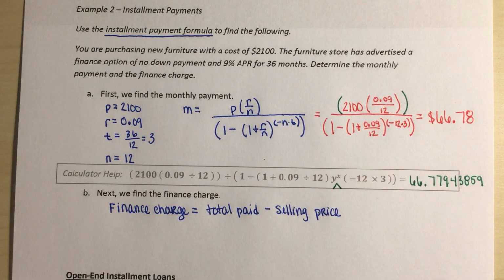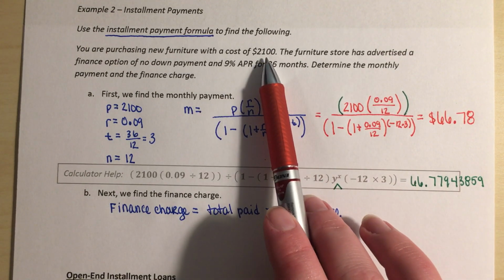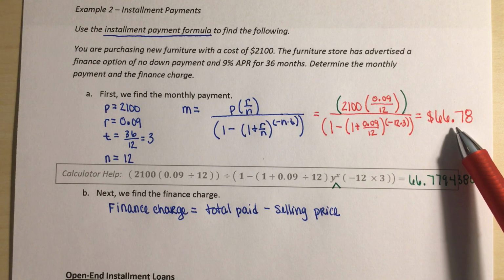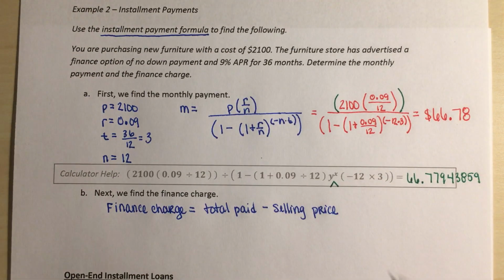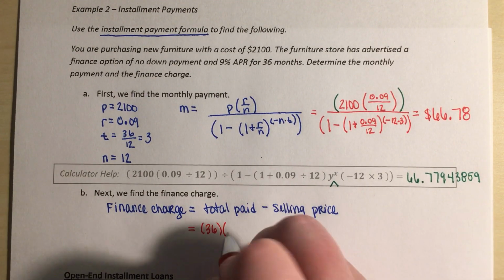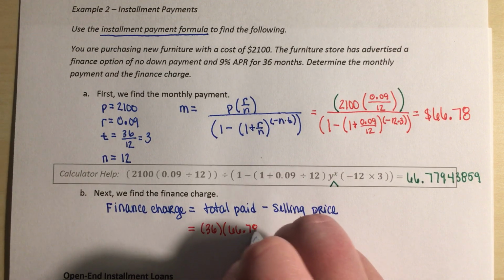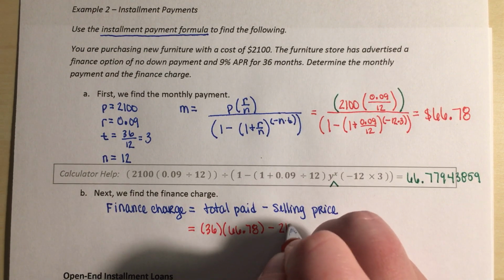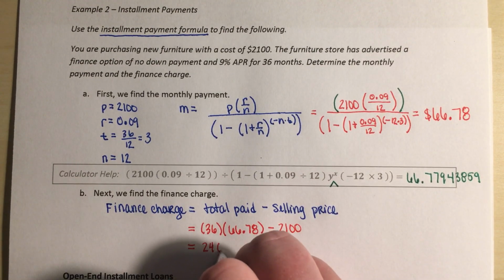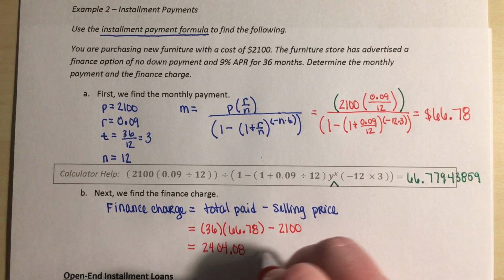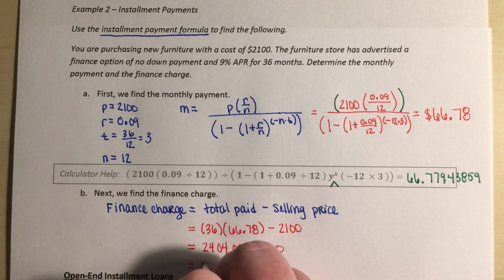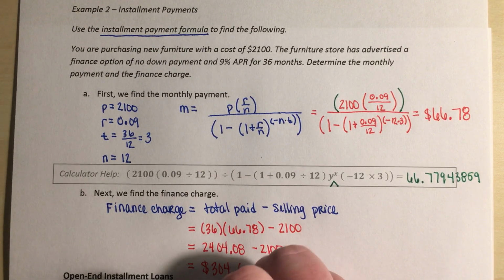All right, so the selling price is easy. The original price was $2,100. To find our total paid, we're going to use our monthly payment and how many payments we made, 36 months. So we are going to take 36 times 66.78, and then we're going to subtract our selling price of $2,100. We multiply 2404.08 minus 2,100, and we get a finance charge of $304.08.